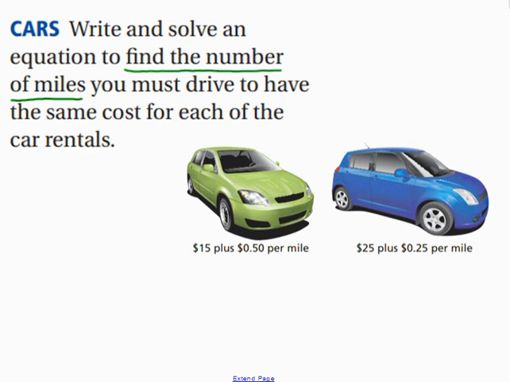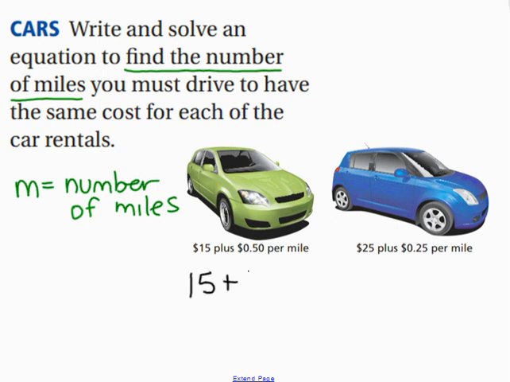So we can say m represents the number of miles. All right, now we need 2 expressions, one for each car. So the first car, it says 15 plus 50 cents per mile. So 50 cents per mile means we need to multiply the number of miles by 50 cents, or 0.5.